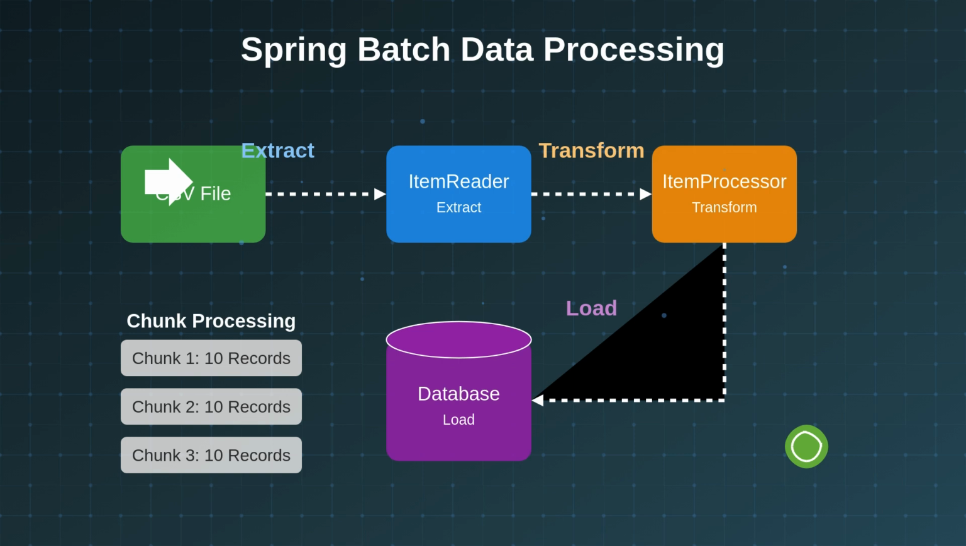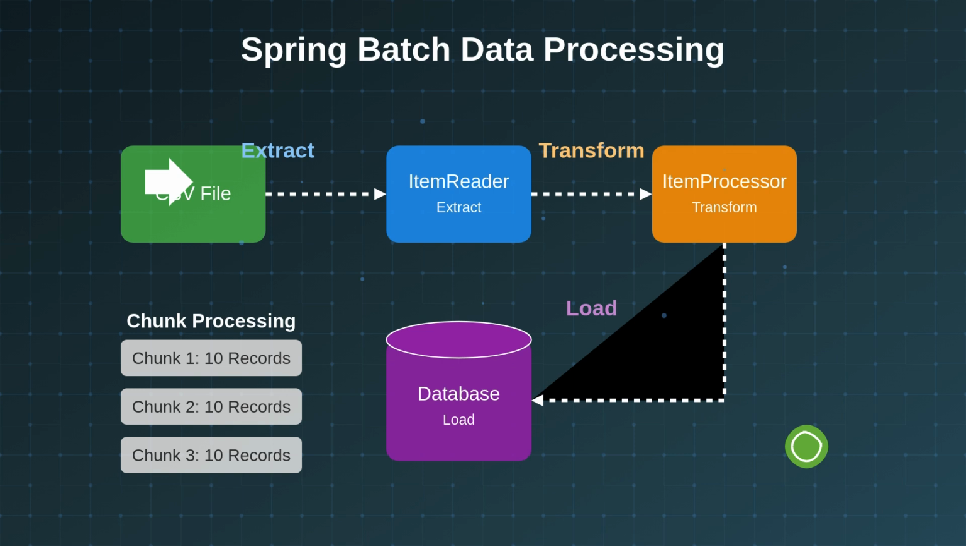Here we have job, the main batch process. Step, one phase in a job. Item reader, reads data from source. Item processor, processes each item. Item writer, writes data to destination. Job repository, stores metadata about the job.